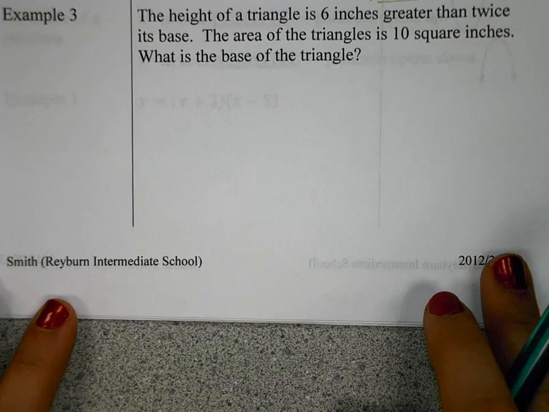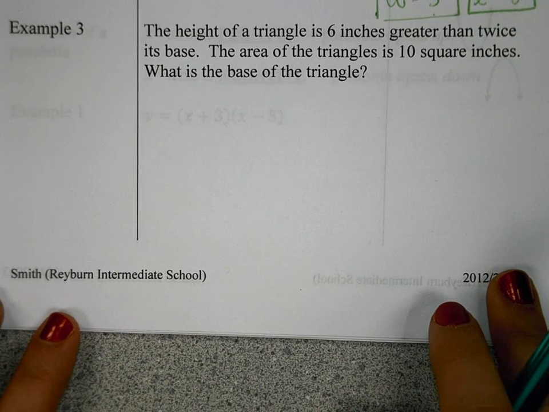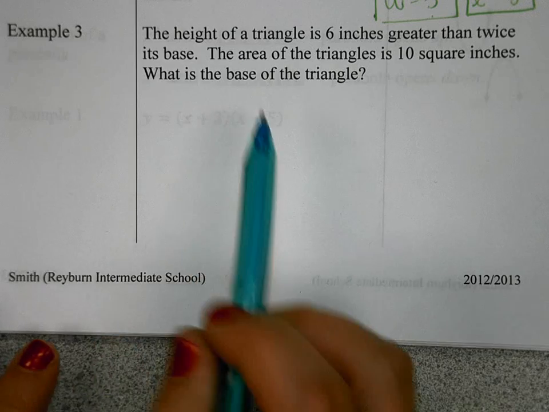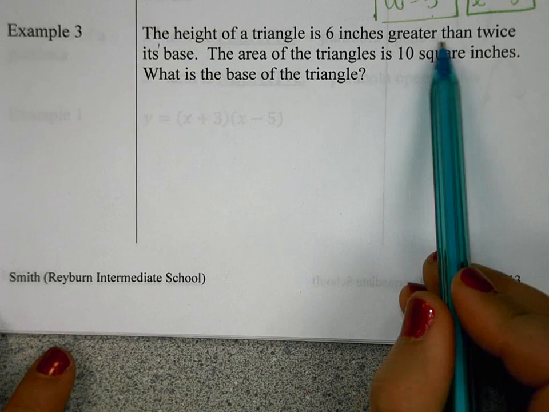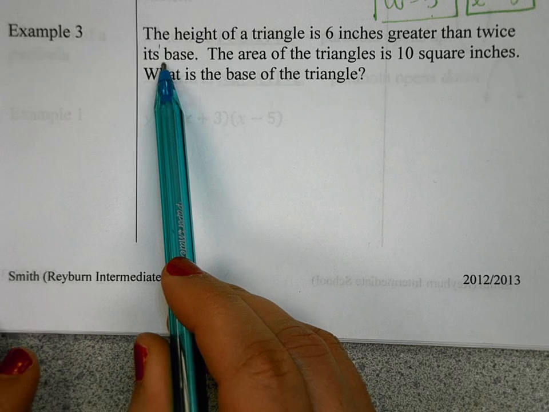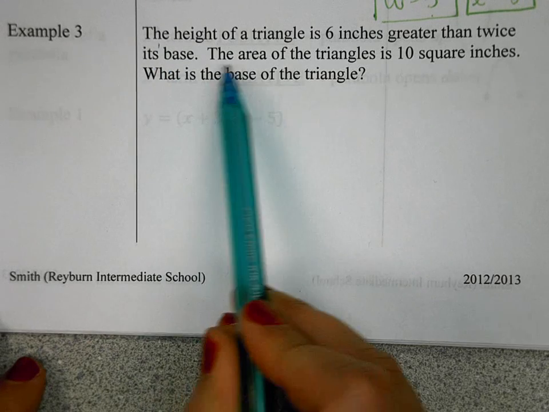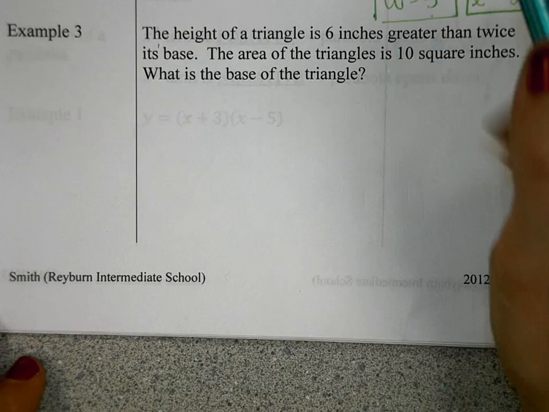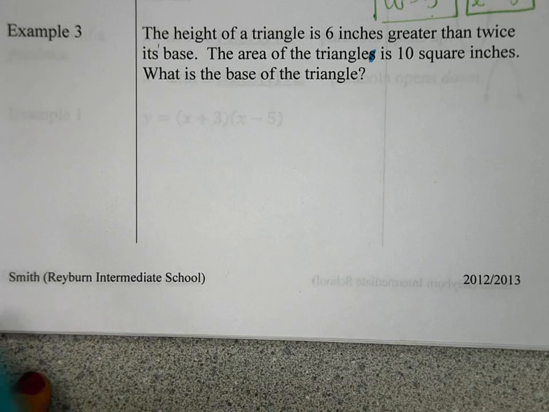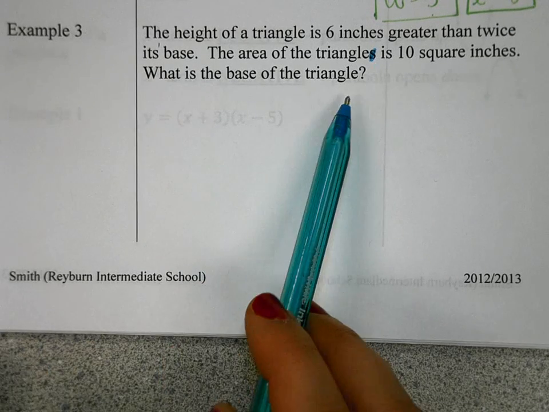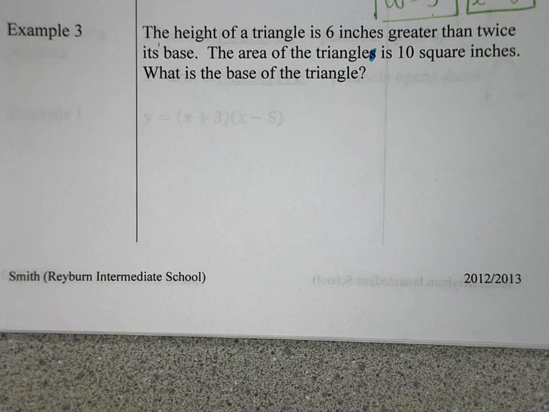So let's look at example 3. I want you guys to write down the actual problem. The height of a triangle is 6 inches greater than twice its base. The area of the triangle, oops, typo, is 10 square inches. What is the base of the triangle? So I want you guys to write that down.